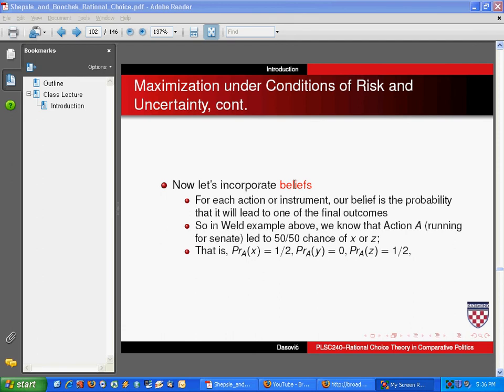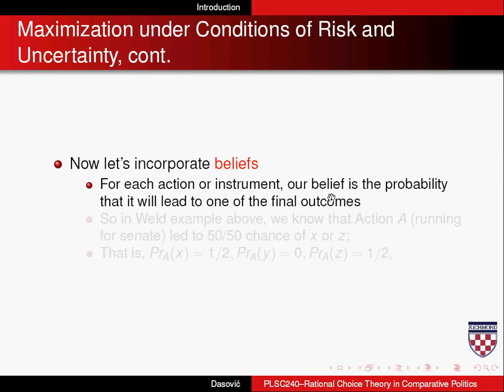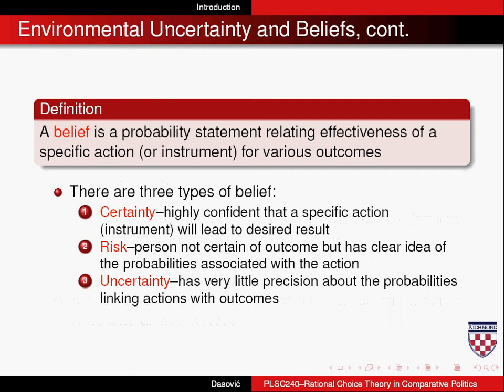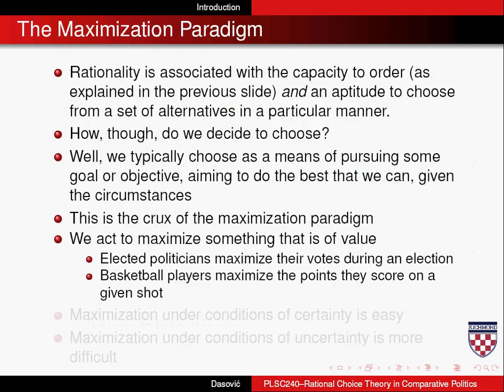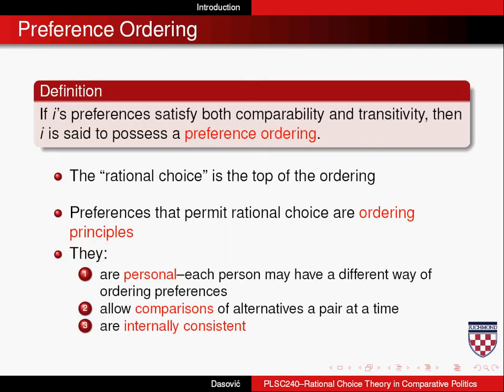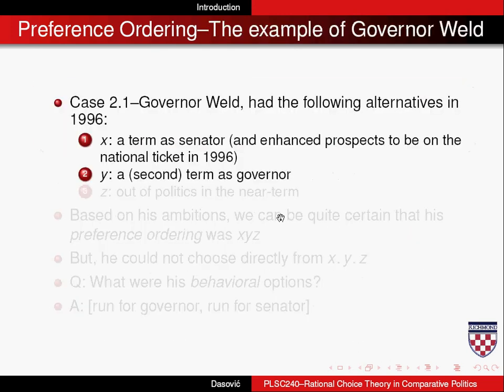So we talked about preferences back here, if you remember. We talked about Governor Weld's preference ordering. His preference ordering was X to Y to Z. In other words, he preferred to become a senator as opposed to a second term as governor, and then being out of politics was his least preferred outcome.